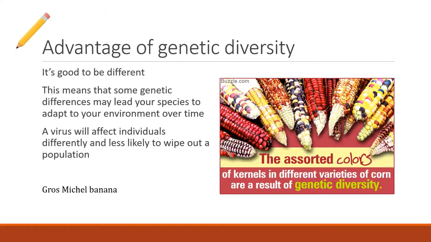On the right here, we've got a picture of corn. And I bet you didn't know that all these were corn. The assorted colors of kernels of different varieties of corn are a result of genetic diversity. All of those on the right are just corn. But even though they're all cobs of corn, they all look different because they've all got different genes in them. They're genetically a little bit different. Some of them are different colors, some different sizes, some have small kernels, large kernels. So yeah, they're just different.